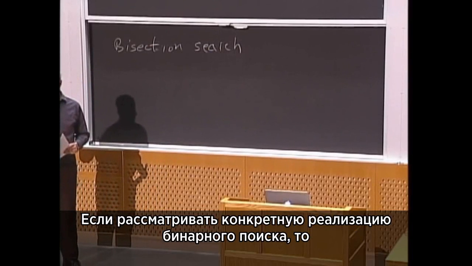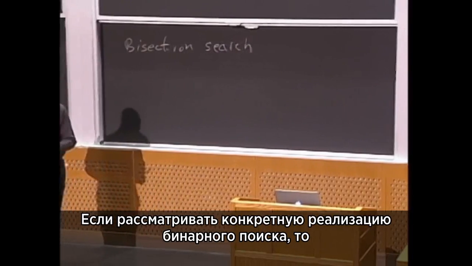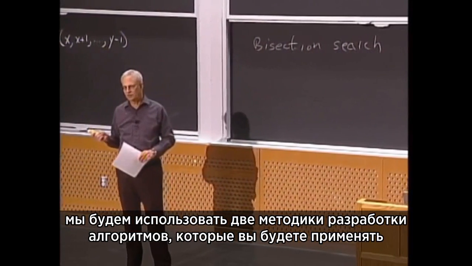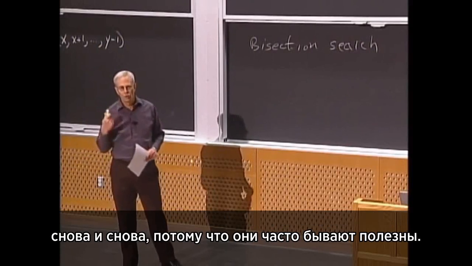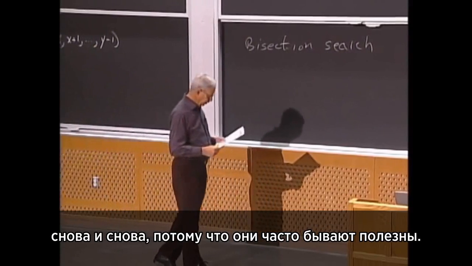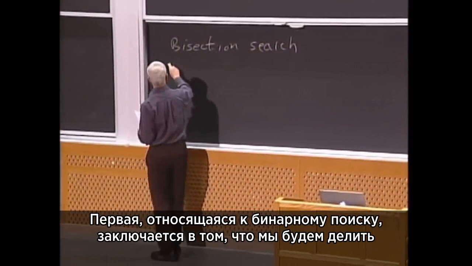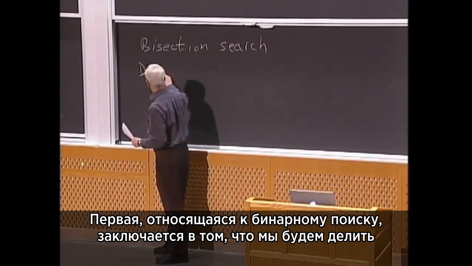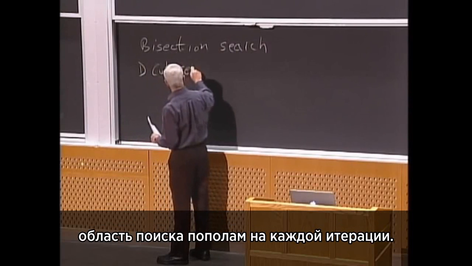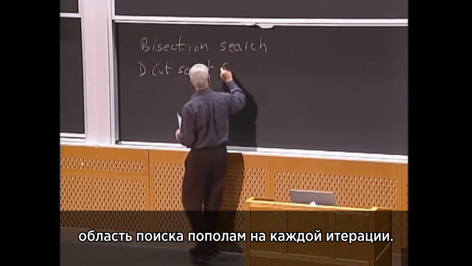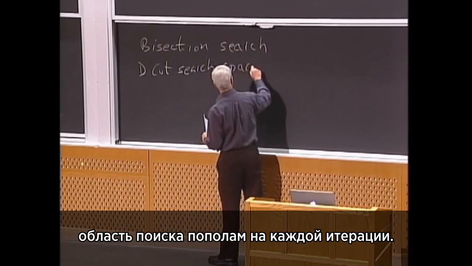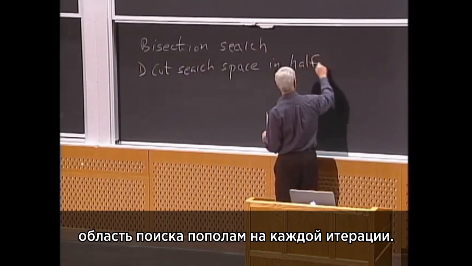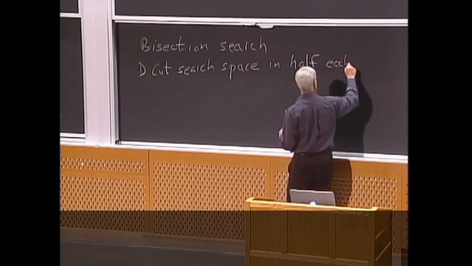As we look at this particular implementation of it, we're going to use two algorithmic techniques that you'll use over and over again because they're generally useful. So the first one, related to bisection search, is we'll cut the search space in half each iteration.